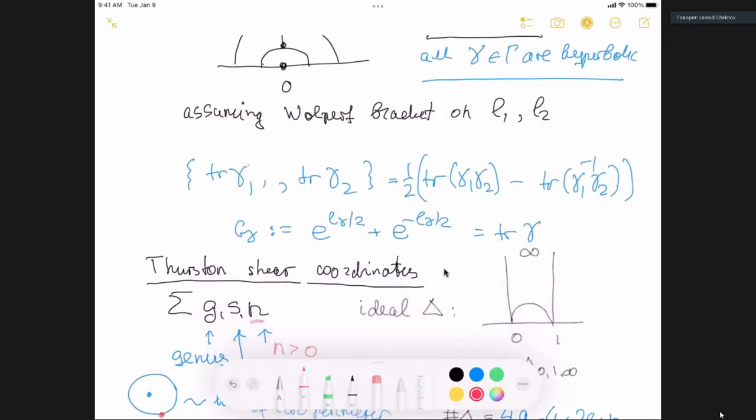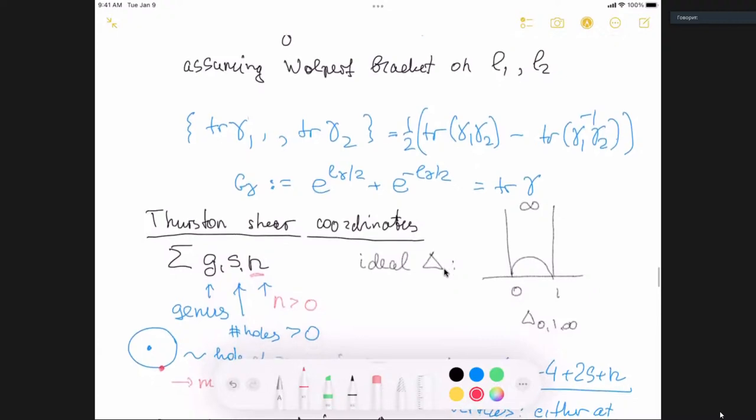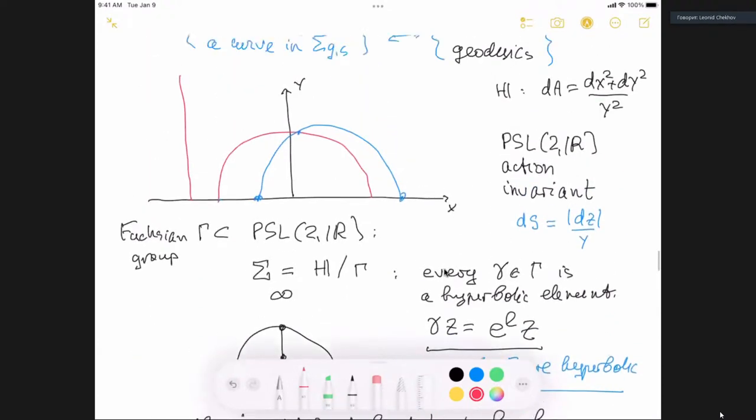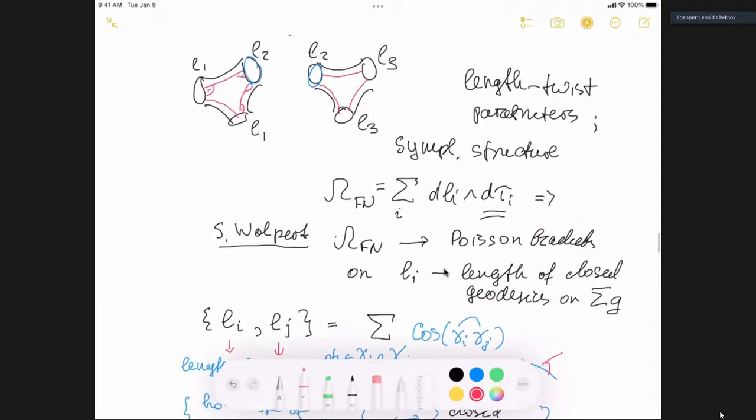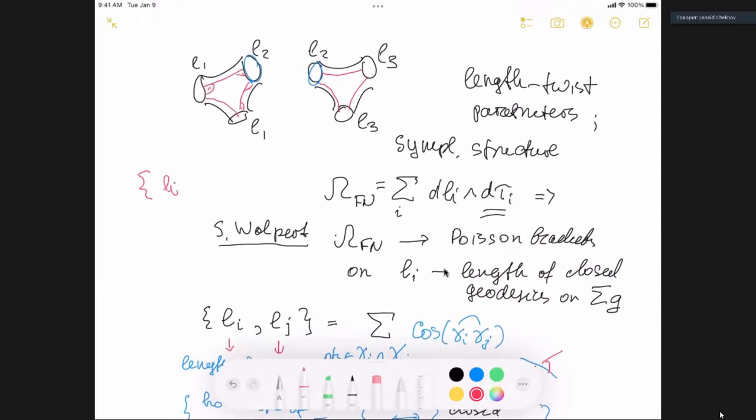And we have coordinates which are lengths and twists, Fenchel-Nielsen coordinates. And the Wolpert bracket is expressed in terms of these lengths and twists. Basically for the bracket, we just have a dual bracket, so we can just write it as {l_i, tau_j} equals delta_ij, and all the rest commute. Great.